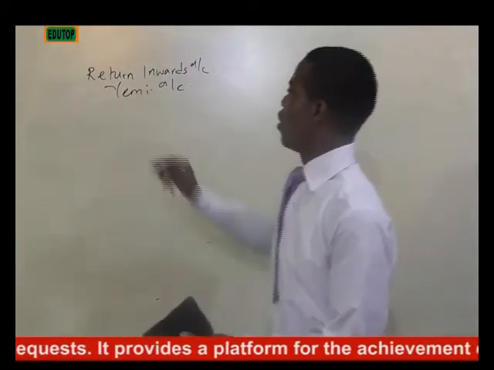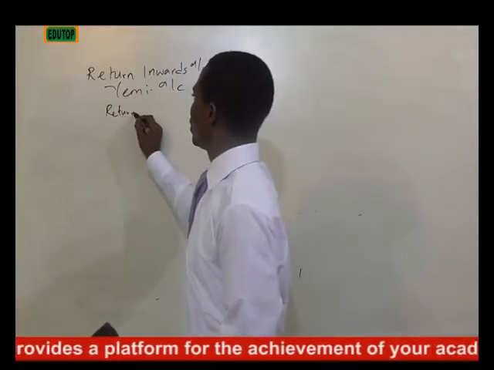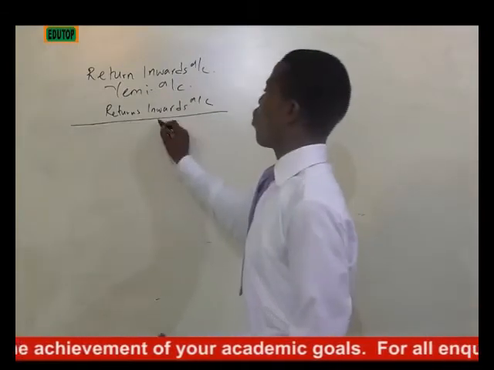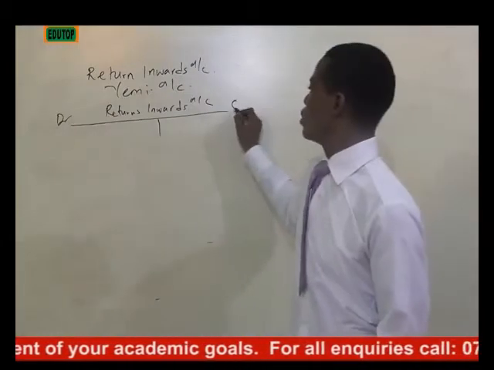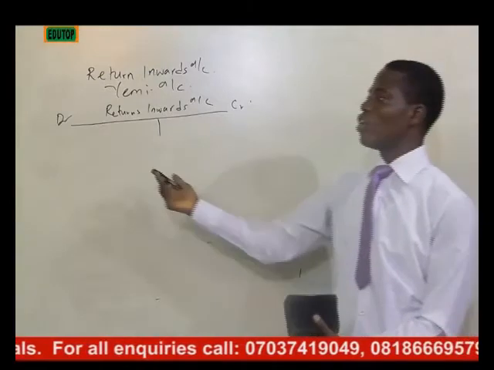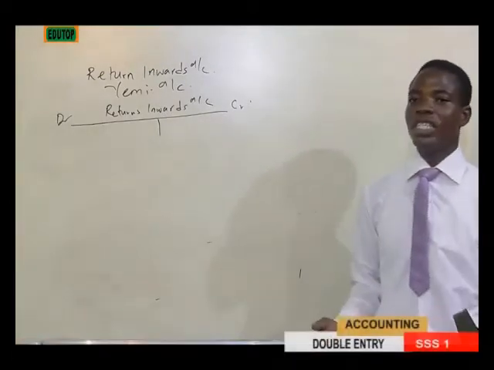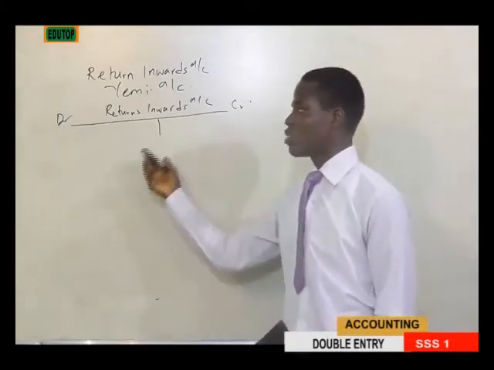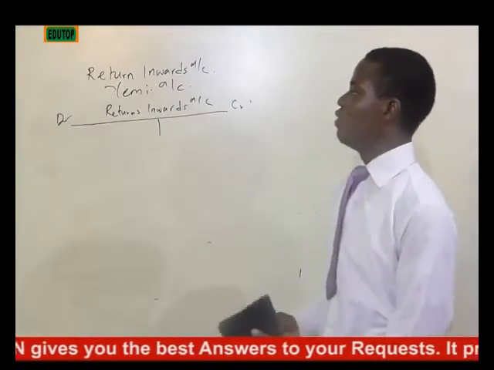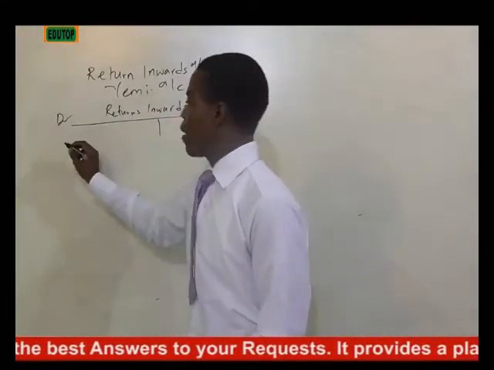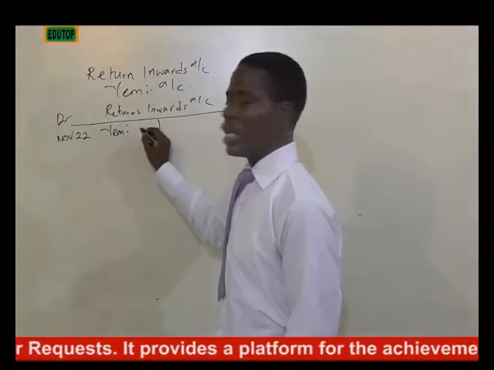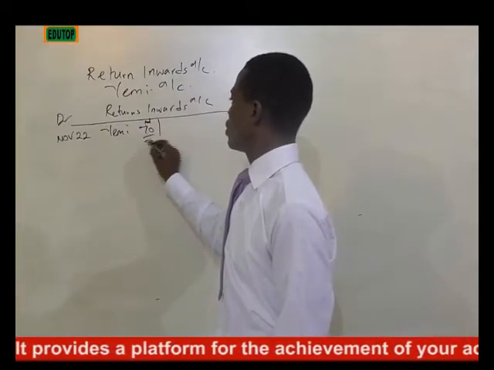Now, return inwards. You know, when goods is returned to you, you receive it. So the application you are using does not change. The same application we use at double entry, that is also what we use here. When somebody returns goods to you, you receive that goods. So when you receive, it has to be debited. November 22, through Yemi, amounted to 70 naira.